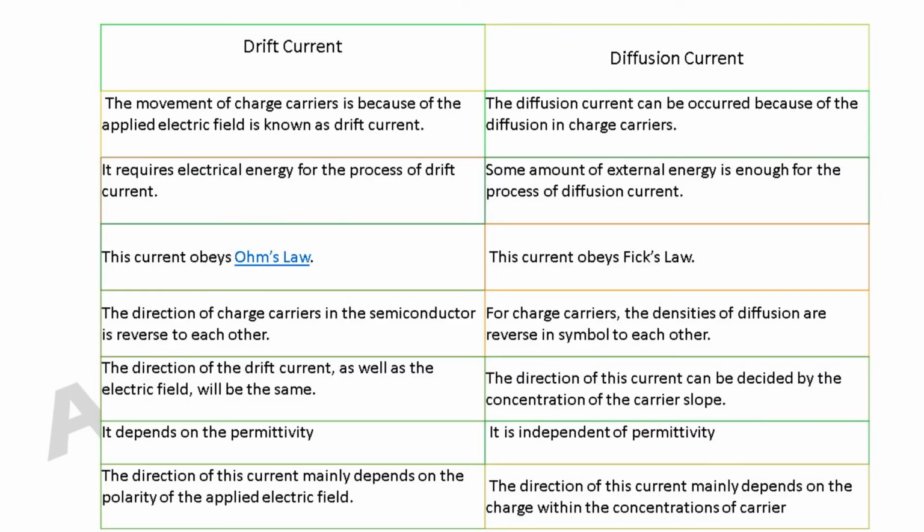Next I am going to see the difference between drift current and diffusion current. In drift current, the movement of charge carriers is because of the applied electric field, whereas diffusion current occurs because of diffusion of charge carriers. Drift current obeys Ohm's law, whereas diffusion current obeys Fick's law. In drift current, the direction of the current mainly depends on the polarity of the applied field, whereas in diffusion current, the direction mainly depends on the concentration of charge carriers.